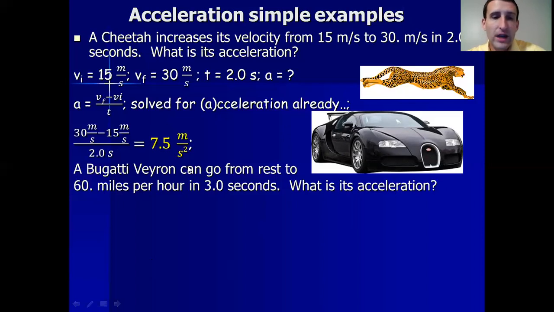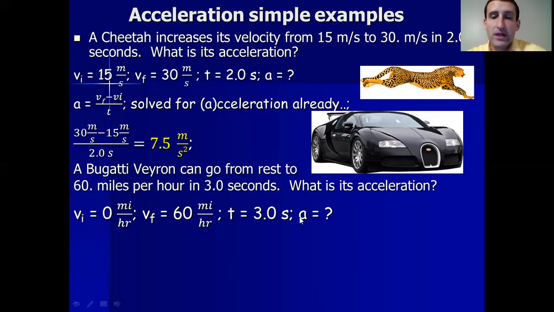So again, here's a case where we're going from rest. So that's words that should be translated into a number. So our initial velocity is going to be 0 because we're starting out at rest. Our final velocity is 60 miles per hour, and our time is 3 seconds. So we write those down: 0, 60, 3 seconds, and again, we would like to know the acceleration. So it's exactly what we had in the previous problem. So we're going to use exactly the same formula.